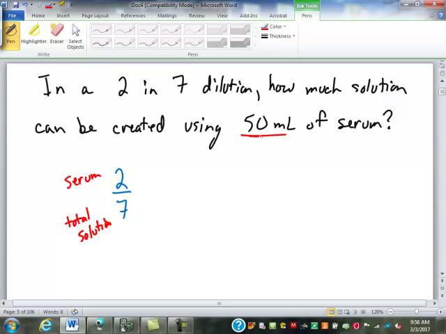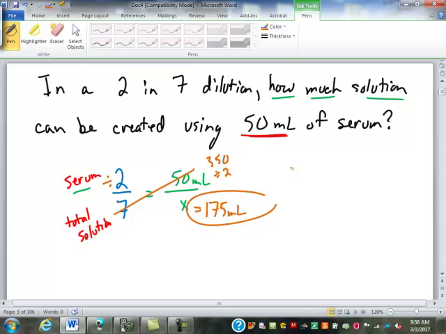So here we have the 50 milliliters. That is describing the serum, so that's going to go on top. Is the number we're looking for, does that describe the total solution? Yeah, it says how much solution can be created. So that is the total solution that we're looking for. So that's our missing number. So we'll cross multiply and divide. 7 times 50 is 350. Divided by 2 is 175 milliliters. So 50 milliliters of serum can be used to create 175 milliliters of total solution there.